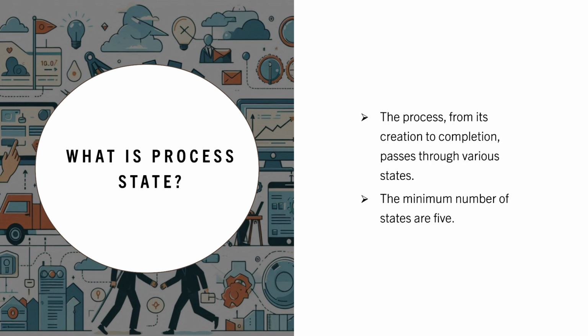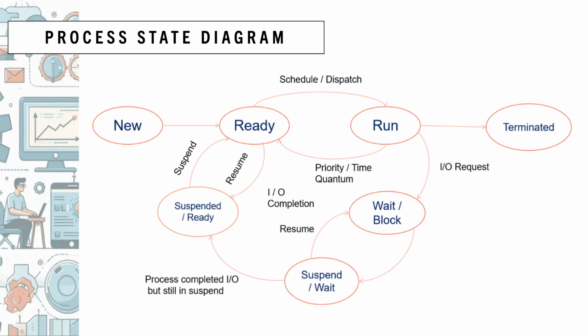Now, a process from its creation to completion passes through various states. These states are known as process states. There are a minimum of 5 states. The different states can be seen in the following diagram. This is known as the process state diagram. It shows the different process states that a process undergoes from the time of its creation to completion. Let's understand each one of them one by one.